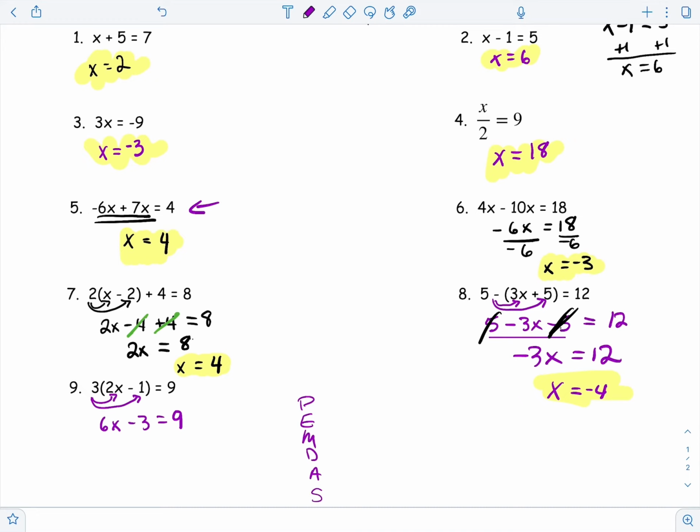All right, so we have minus 3. The opposite of that is plus 3. So we're going to add 3 to each side to end up with 6x equals 12. Now that we have 6x equals 12, we're going to handle the multiplication here. The opposite of multiplication is division. So we divide each side by 6 so that we end up with x is equal to 2. All right, now we're going to go a little bit more into this.